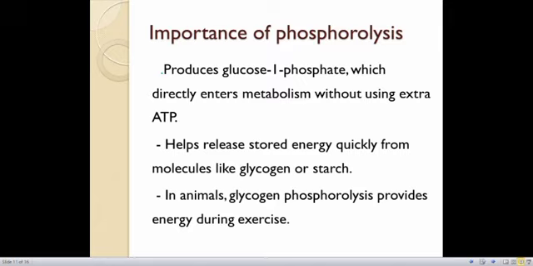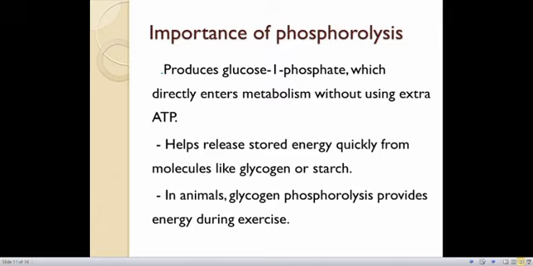Okay. The second importance is that it helps release stored energy quickly from molecules like glycogen or starch. We know that glycogen and starch are a storage form of energy in animal and plant cells respectively. Okay. So through this process energy is released from glycogen and starch.